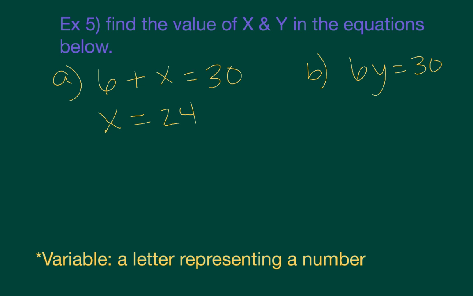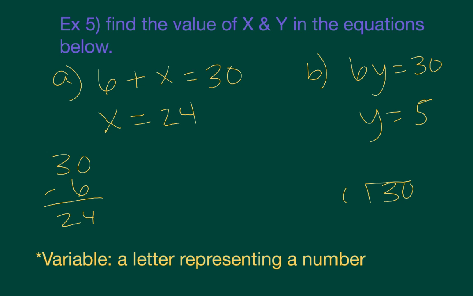How about b? 6y equals 30. y is my variable. y equals 5. Now the question is, how did you come up with these answers? How did you mentally think about how you got your answers for these variables? If you notice, you took 30 and you subtracted 6 to get the 24. And in b, you took your 30 and you divided by 6 to get your 5.